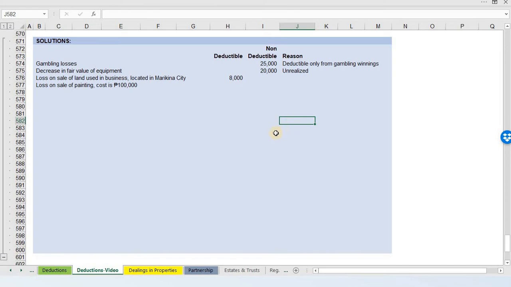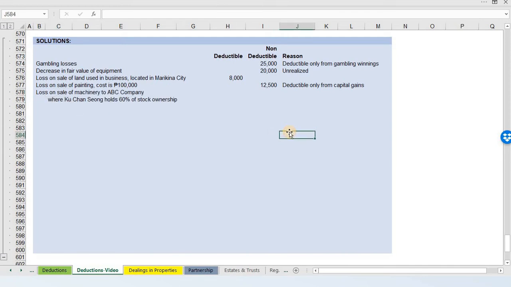So which means that the loss on the sale of the painting for 12,500 pesos is non-deductible. And what is the reason? It is only deductible from capital gains, and we have no capital gain in the information.